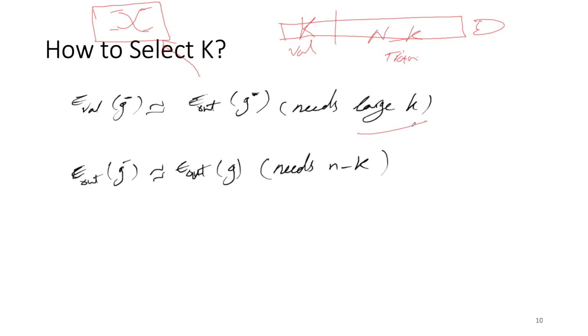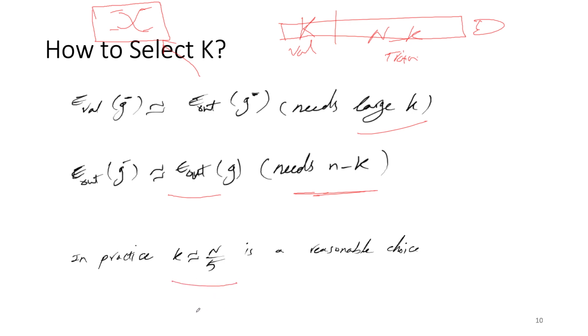So the out of sample error of G minus, the hypothesis that was trained on a reduced set of n minus k, in order for that to be equal to the out of sample error, it needs n minus k as well. So this refers to this data. And in practice, people have found that using a k sort of equal to n divided by 5 is a reasonable choice to have the best of two worlds, right? K and n minus k. So this is one of the rules of thumb people use in practice.